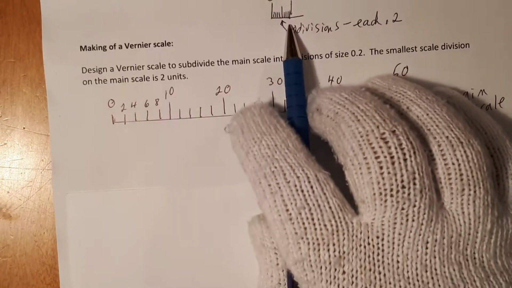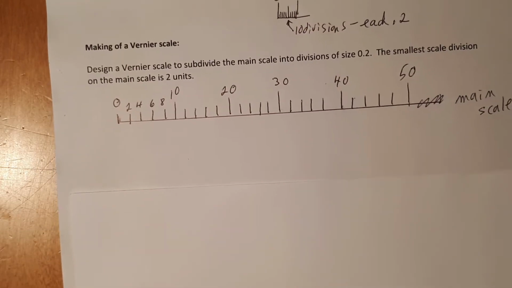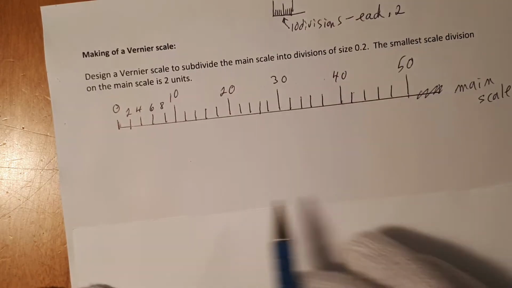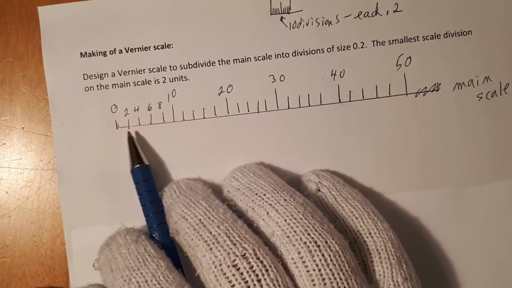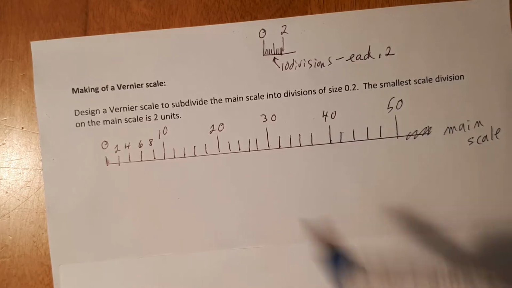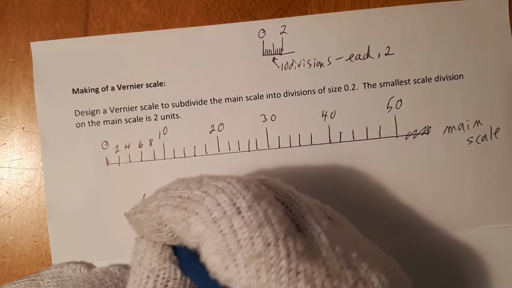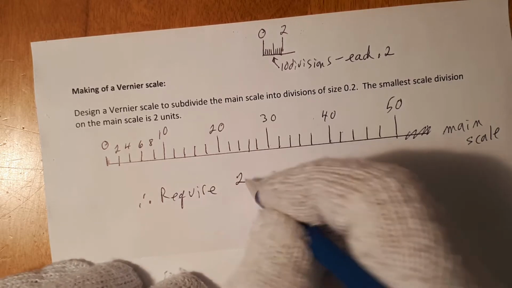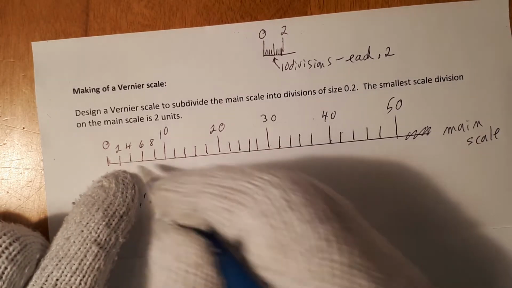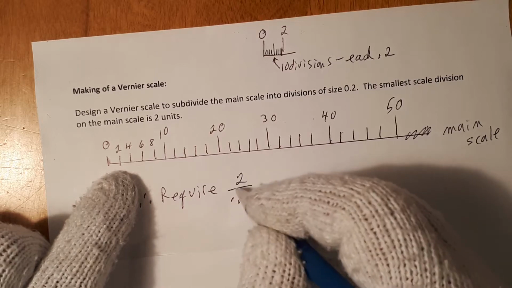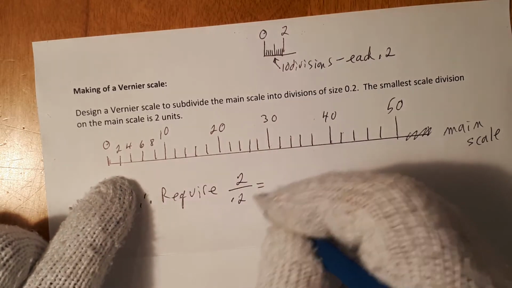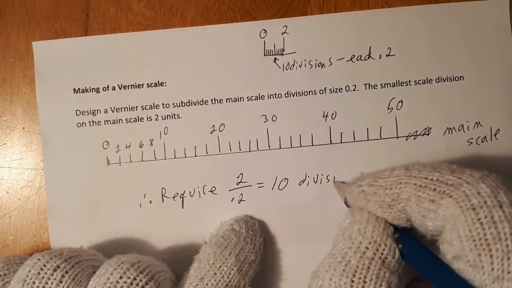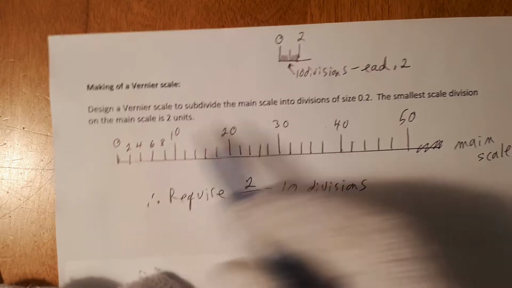Mathematically, we can do this. We require each main scale division to be 2 units. We want to divide each one by 0.2, so mathematically, we require 2 units, and we want 0.2 increments within. 2 divided by 0.2 tells me I need 10 divisions within that segment, and we just saw that here.